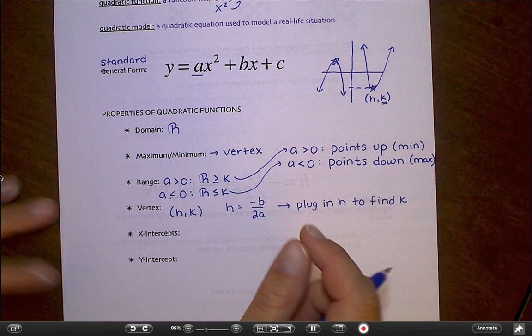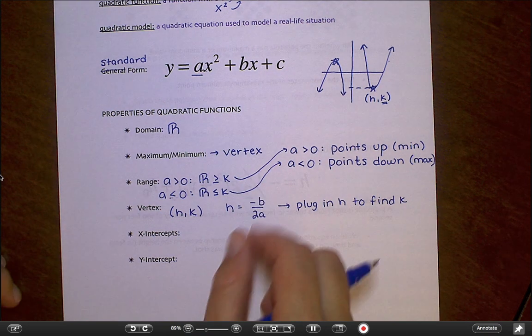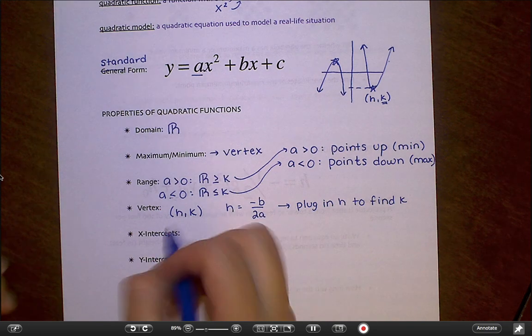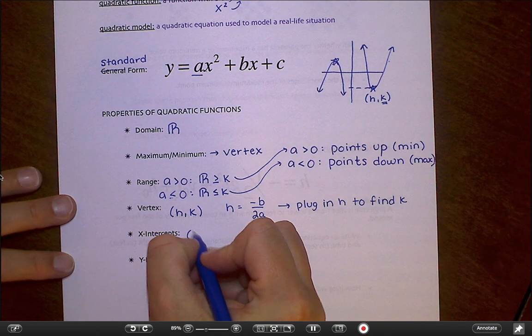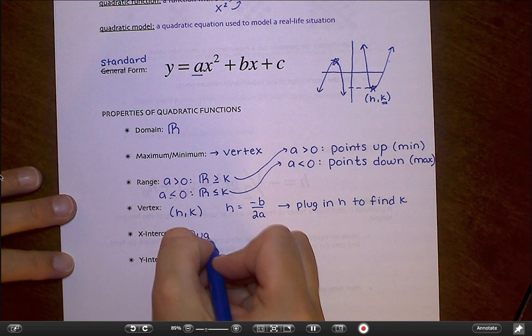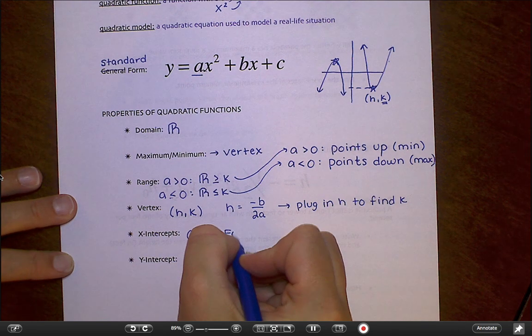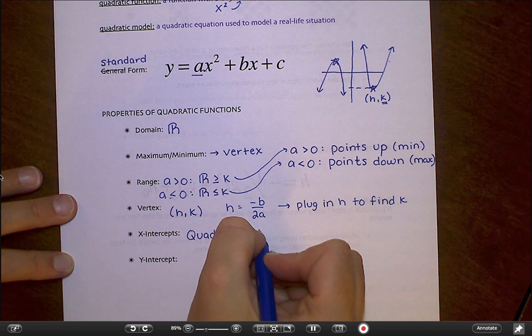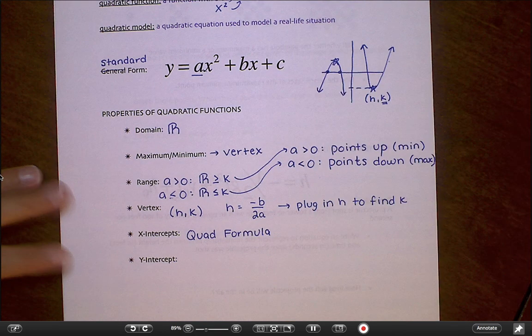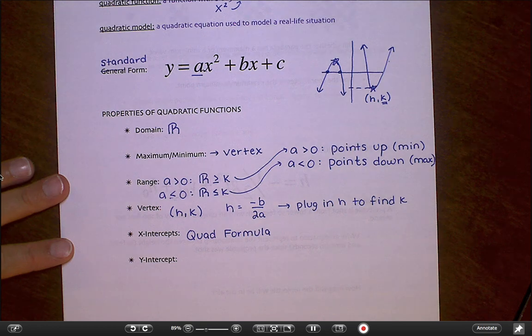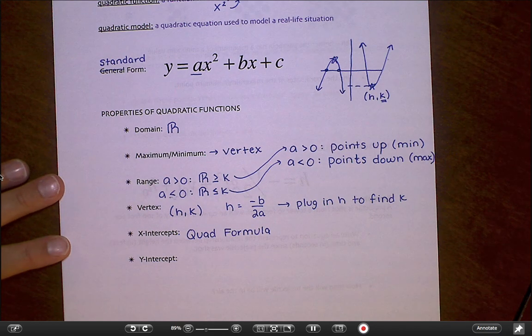Or if the equation is written in vertex form, the h and the k are just kind of sitting there for you. So however you can find h and k, that's your vertex. X-intercepts can be found by doing a quadratic formula. And typically you're going to find that there's two x-intercepts. There are situations where you can have one or none for sure, but typically I would expect when you do the quadratic formula to walk out with two answers.